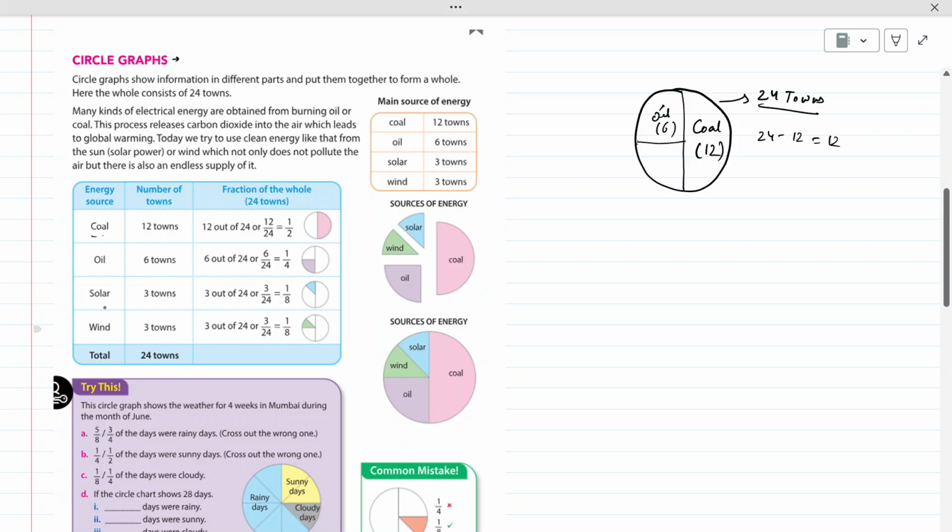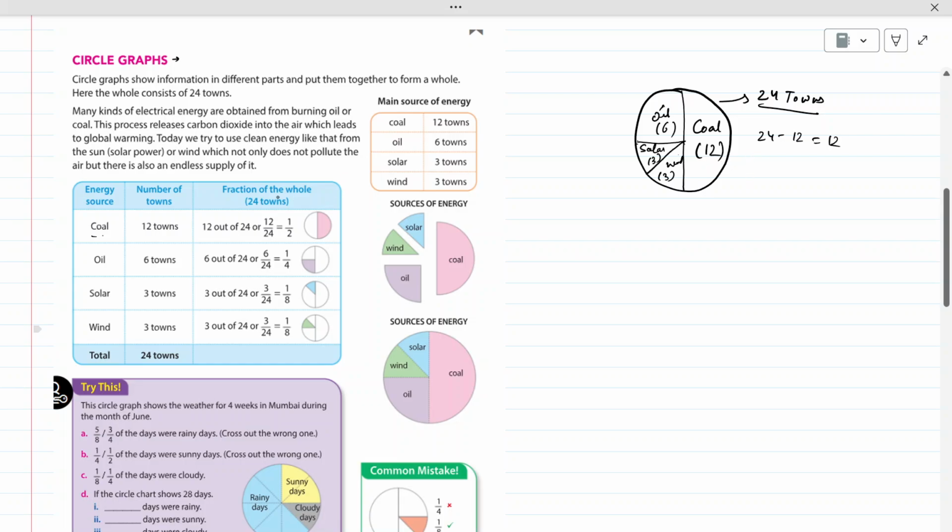We have solar power which is going to 3 towns, and wind power which is also going to 3 towns. Now this solar power is going to 3 towns, which is half of this 6. So 3 I have here, 3 I have here. So 3 are getting solar and 3 are getting the wind. This is how we can represent it. We have a whole of 24, and on the basis of data we have divided.